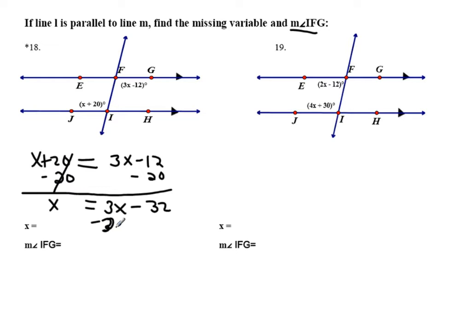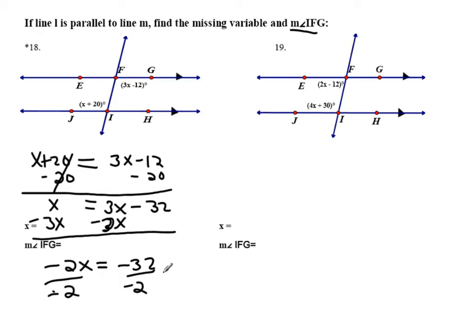Subtract 3x from both sides. So I get a negative 2x equals a negative 32. Divide by negative 2 on both sides. And then I get negative 32 divided by negative 2 is 16. So x is a positive 16 because I did a negative divided by a negative. And that's my x value, so you're going to put that here.